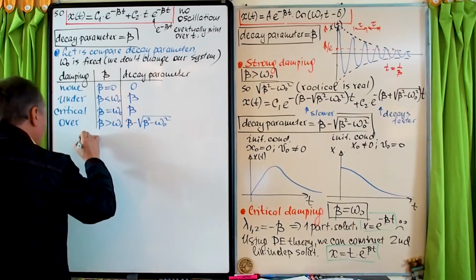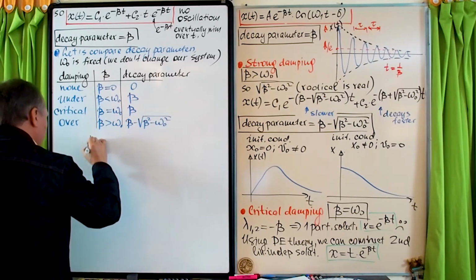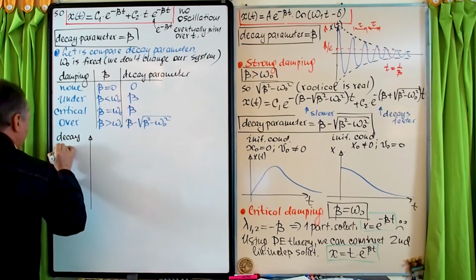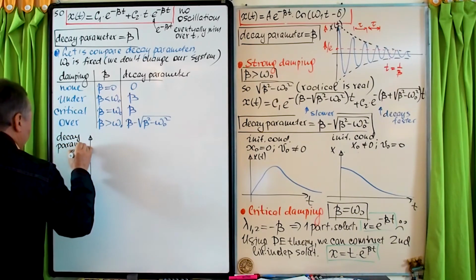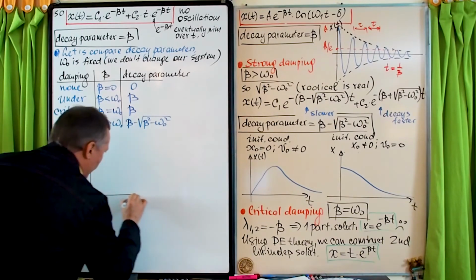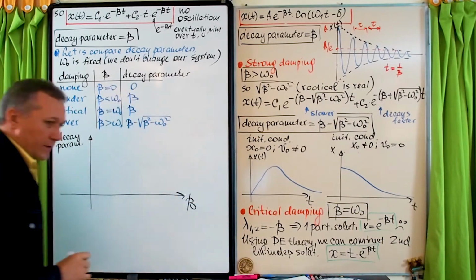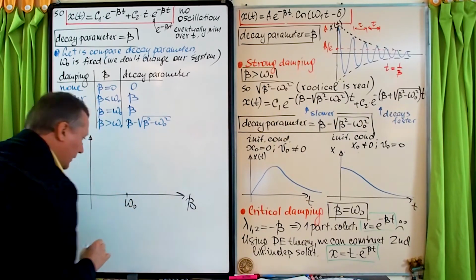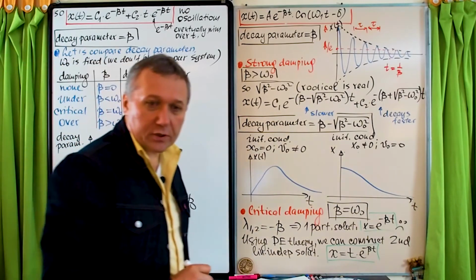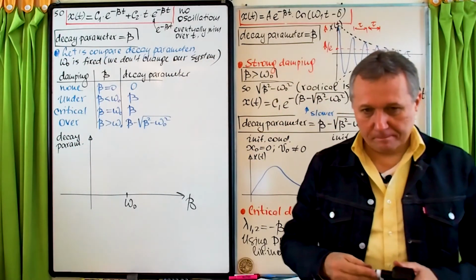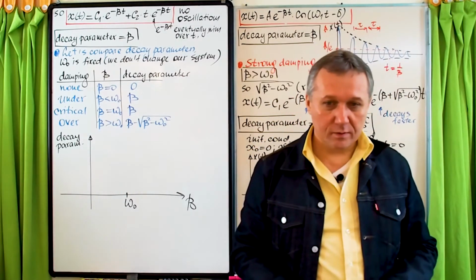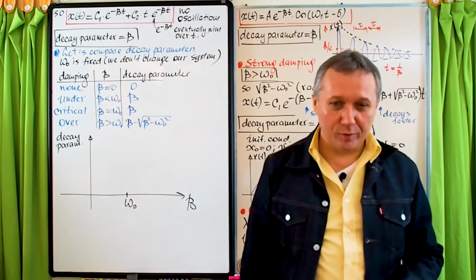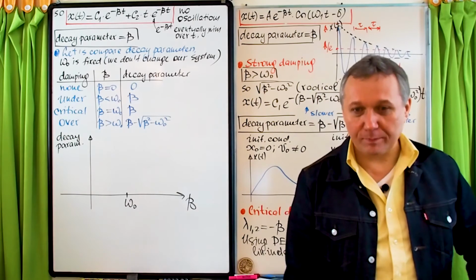So let me step away slightly. So that's our decay parameter, vertical, and then horizontal is our beta. As I said, we keep the system the same. As a result, this omega naught is fixed, given, and we just change the medium and see what the decay parameter will be. Actually, not see, we know already. I just want to plot it, because when you plot it, it looks better.